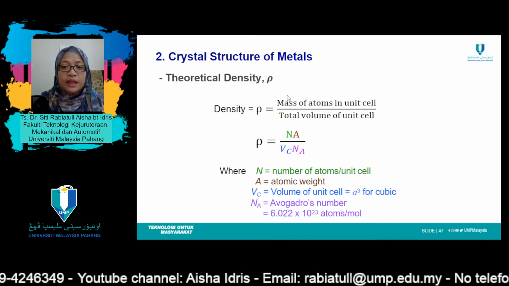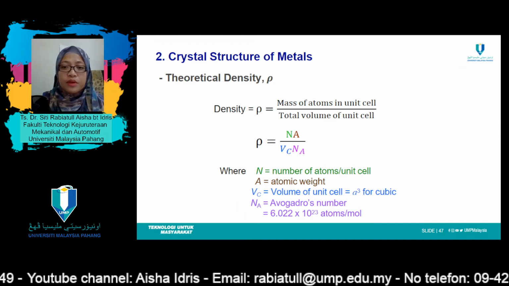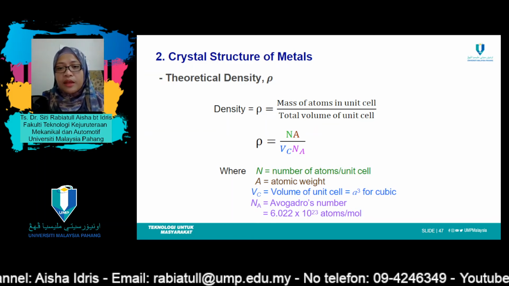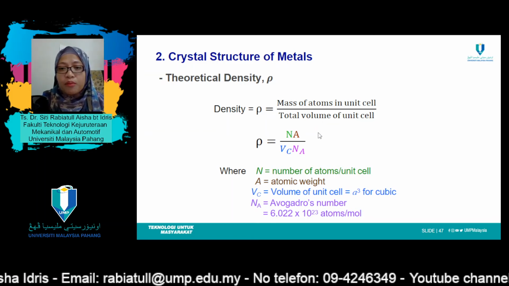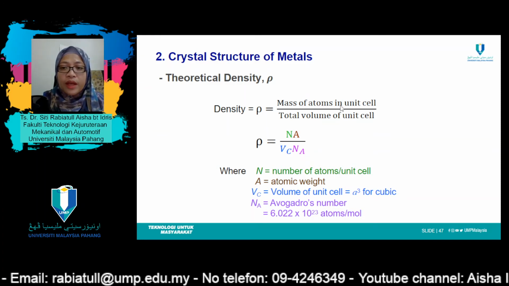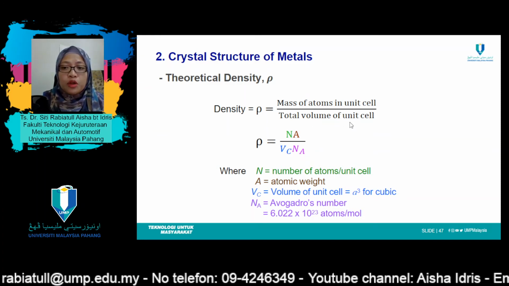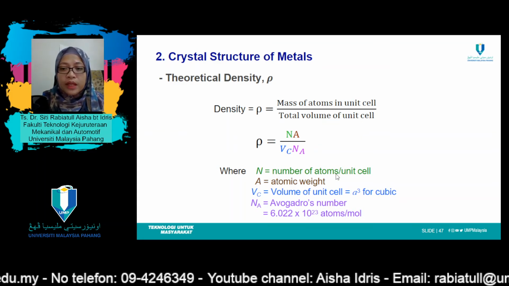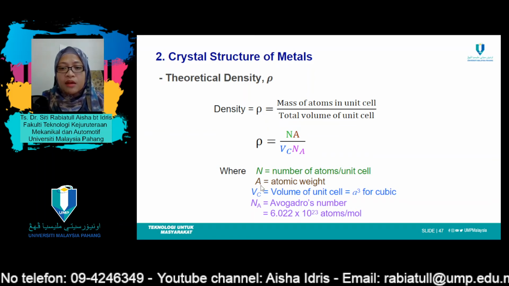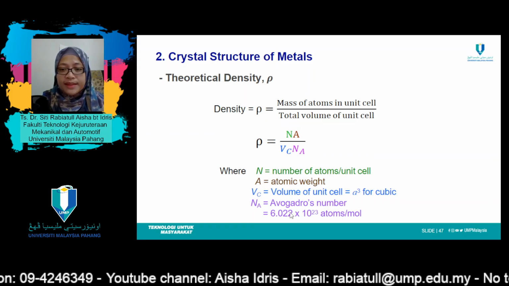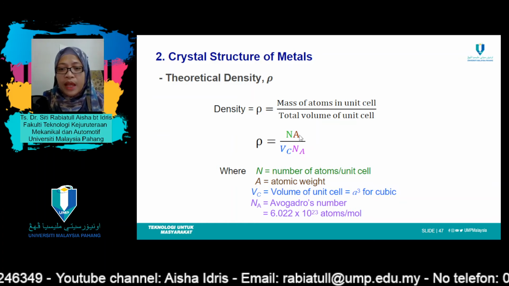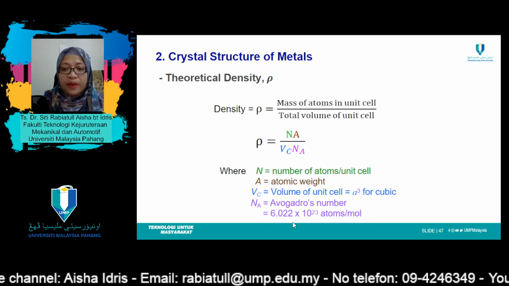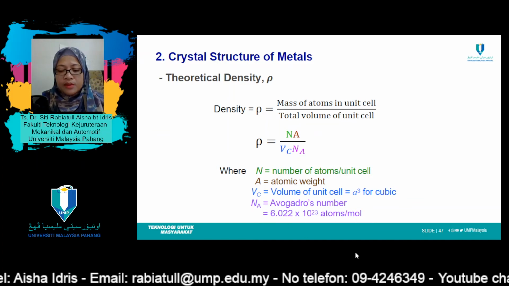Okay, now another part in crystal structure that you need to know is how to calculate the theoretical density in crystal structure. This is the formula for density: mass of atoms in unit cell per total volume of unit cell. Here n represents the number of atoms per unit cell, A represents the atomic weight, VC is the volume of unit cell, and NA is the Avogadro's number. Avogadro's number is fixed, so you can just use this value.